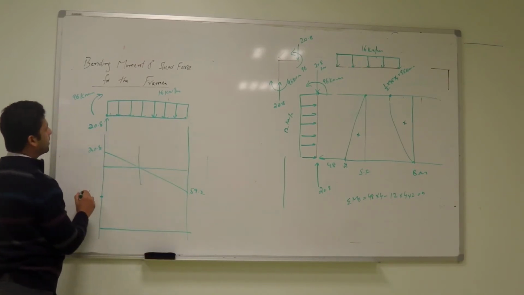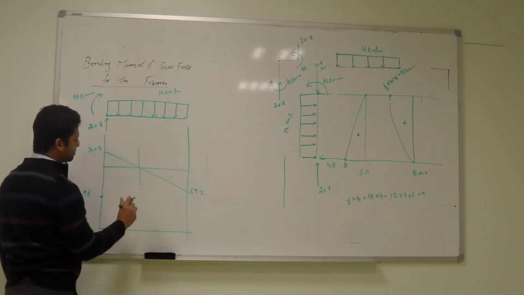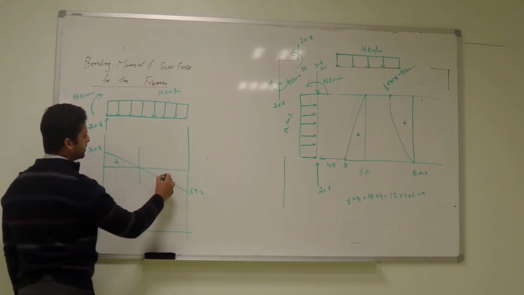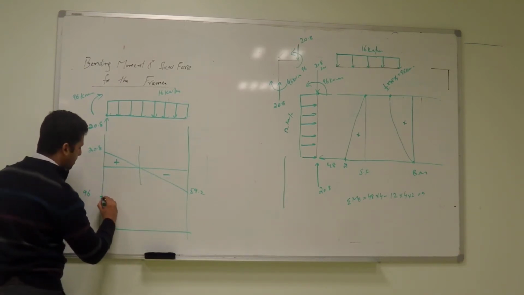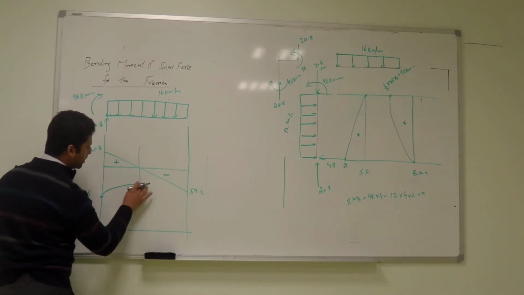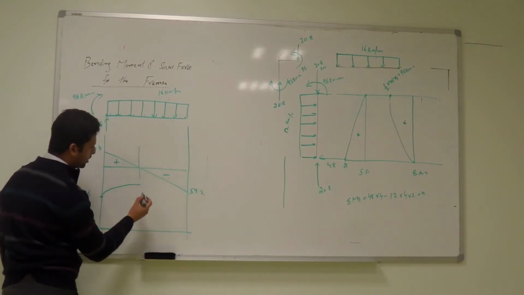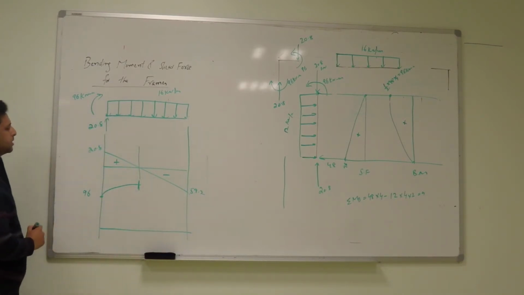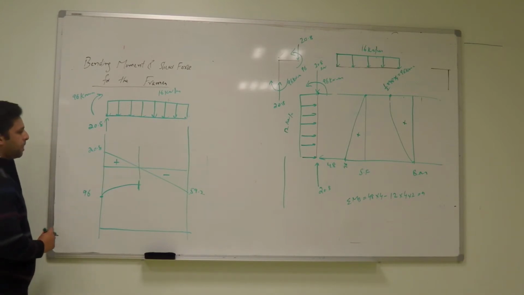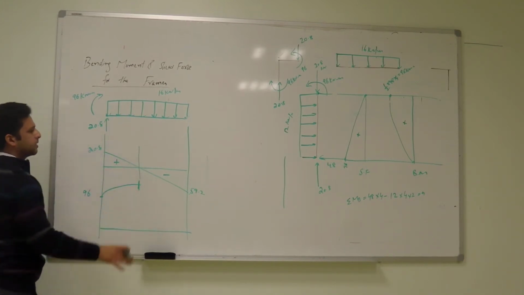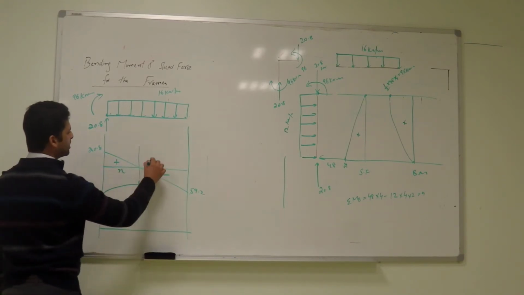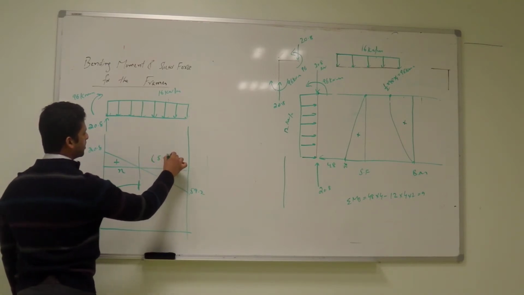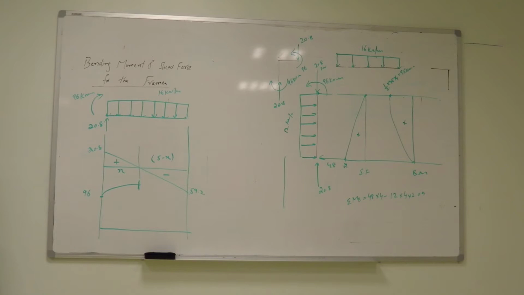In the middle, this is positive and this is negative. So it will go up from this point to this point and then it will go down. We don't know how much will be this point. How much is this distance? If you call it x, it will be 5 minus x. Can you find x?